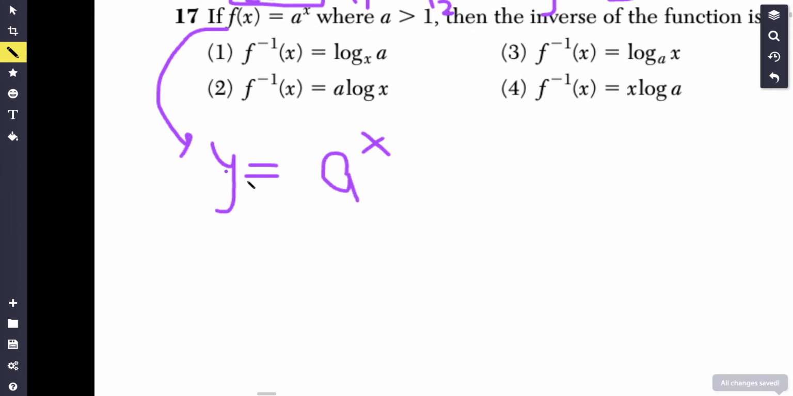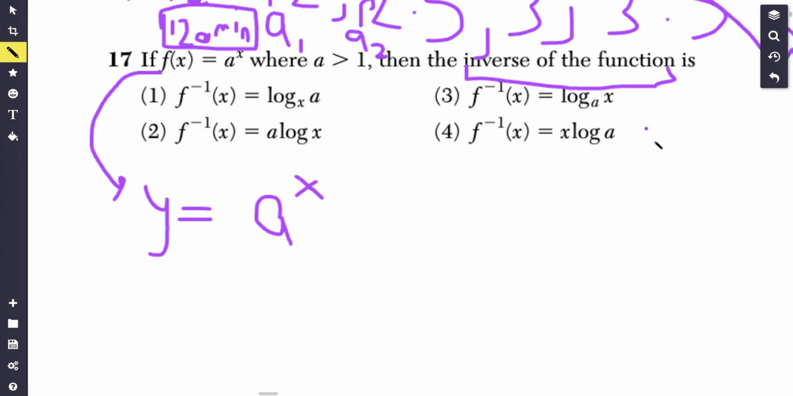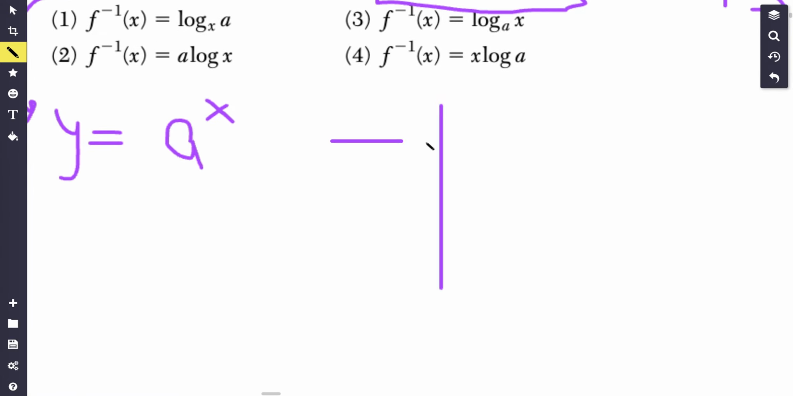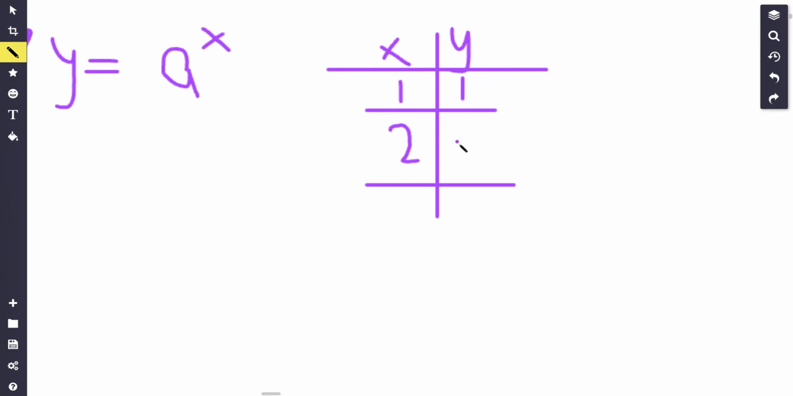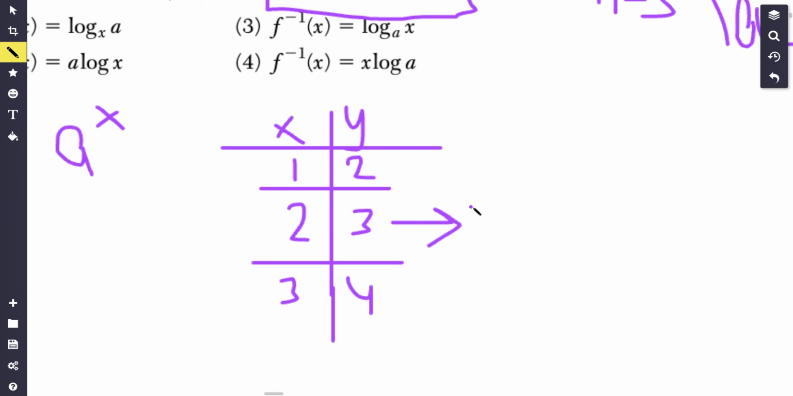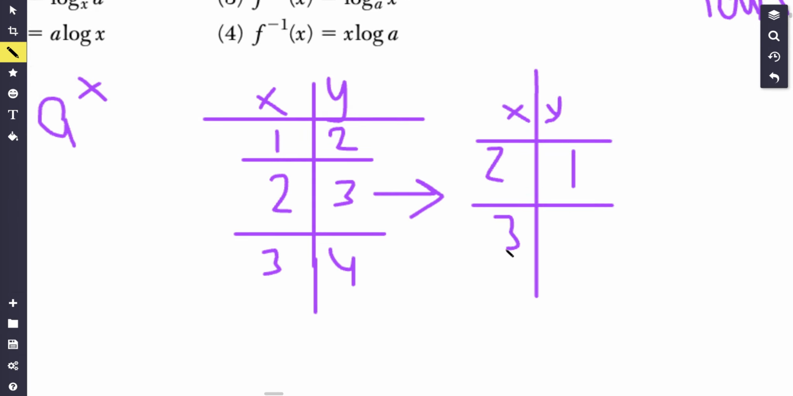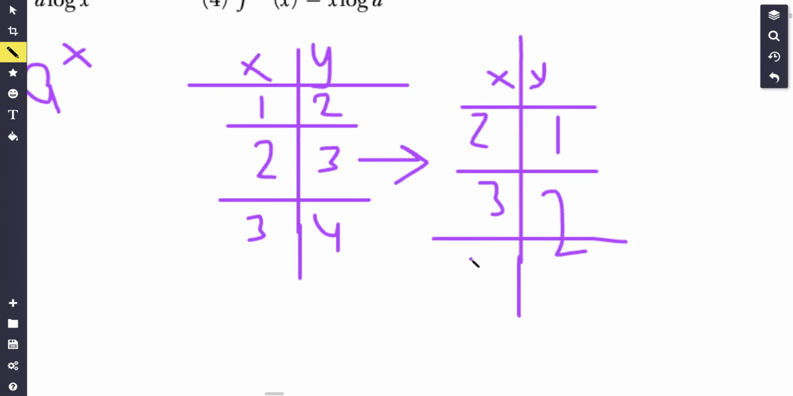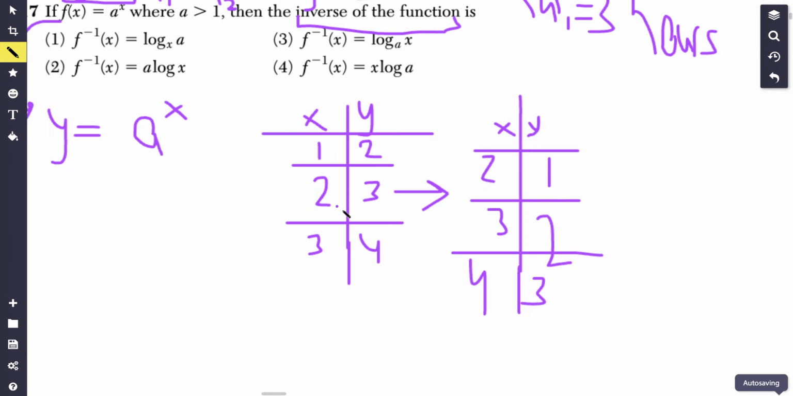Now, when you're solving for the inverse of a function, let's say we have a graph where, when x is 1, y is 2, when x is 2, y is 3, when x is 3, y is 4, and so on. Now, the inverse of the function would look something like this. When x is 2, y is 1. When x is 3, y is 2. When x is 4, y is 3. So it's literally the exact same thing except you flip the x and y values.